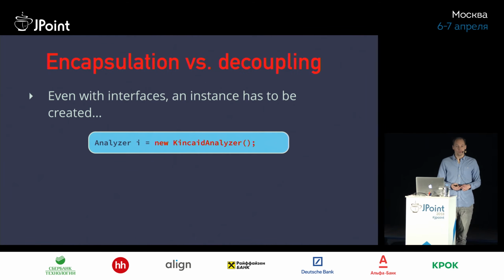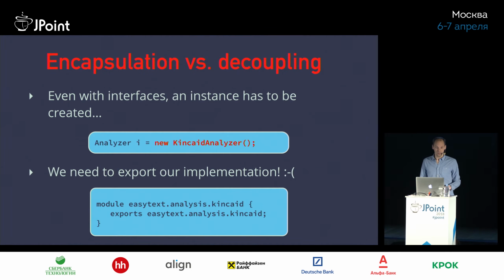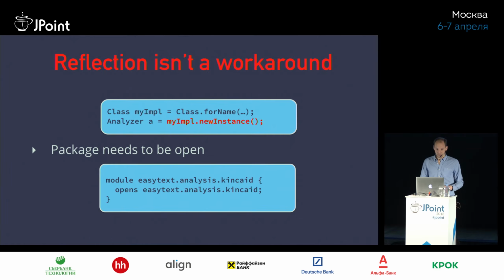How are we going to do this? Because even if we have this sort of analyzer interface, we still need to get a hold of the implementation. And we could instantiate an implementation class, like doing new Kincaid analyzer, but it means that it would have to be exported from the implementation module, and it would sort of bring back the issues that we talked about earlier. This is not really a solution. It will need to be exported from the Kincaid module, like I said. This is still the old situation.